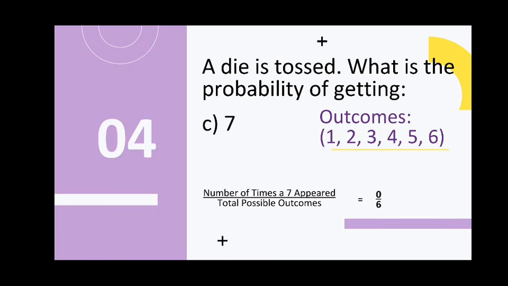So, 0 divided by 6 is equal to 0. Therefore, the probability of getting a number 7 is 0. So, walang chance na makakuha tayo ng number 7 kapag nag-toss tayo ng isang die.